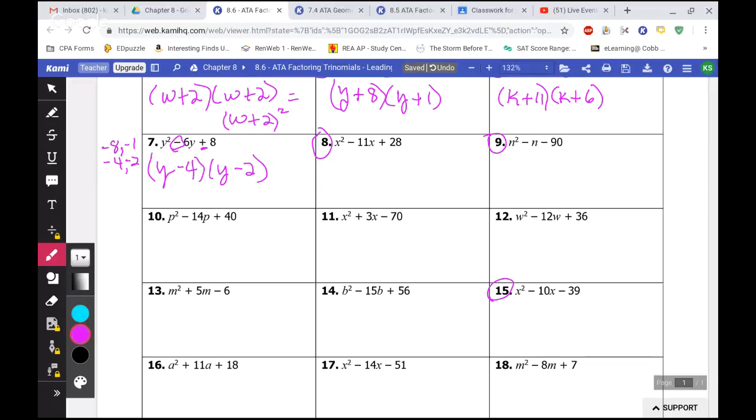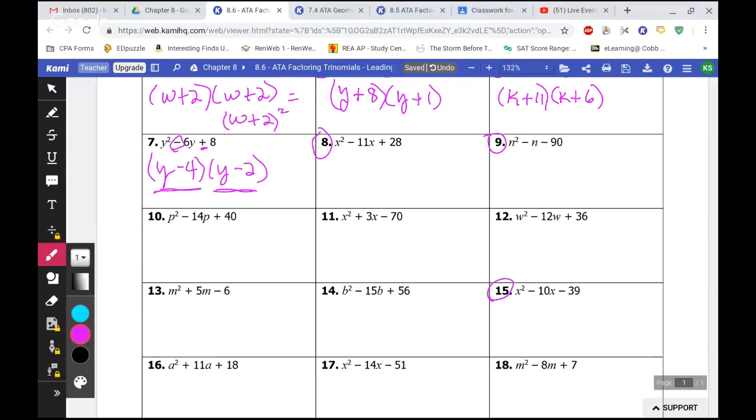But does it matter if I did y minus 2 and then y minus 4? No, it doesn't. The order of the actual terms does not matter because these are being multiplied to each other. Multiplication is a commutative and associative property. So the order doesn't matter on that. So if you did y minus 2, y minus 4, you're absolutely fine.